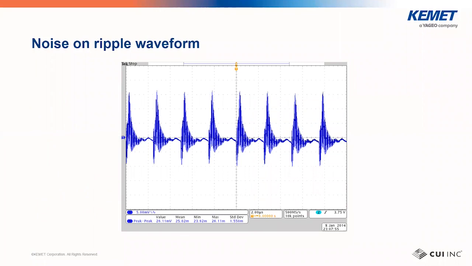Here we see a ripple waveform where the noise was much greater than the ripple, to a point where it's hard to tell how big the ripple really is. So in data sheets, power supply companies such as CUI usually combine these into a single ripple and noise value measured in volts peak to peak.